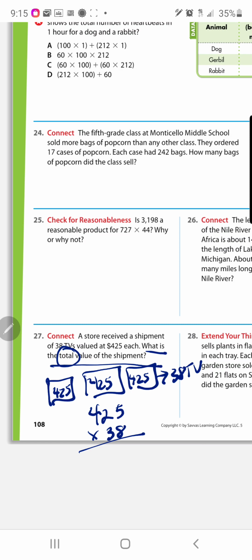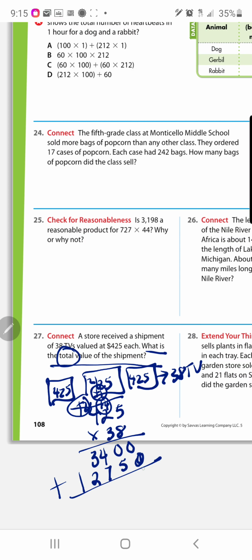If we do our products correctly, we should be able to get it right. 8 times 5 is 40. Carry the 4. 8 times 2 is 16 plus 4 is 20. Carry the 2. 8 times 4 is 32 plus 2 more is 34. Get rid of those regroup numbers. And then let's put a 0 in the ones place. 3 times 5 is 15. Carry the 1. Sorry about that, guys. And 3 times 2 is 6 plus 1 more is 7. And 3 times 4 is 12.